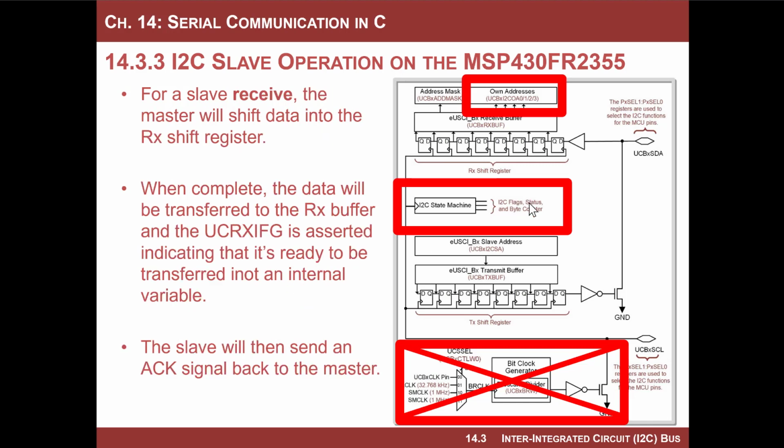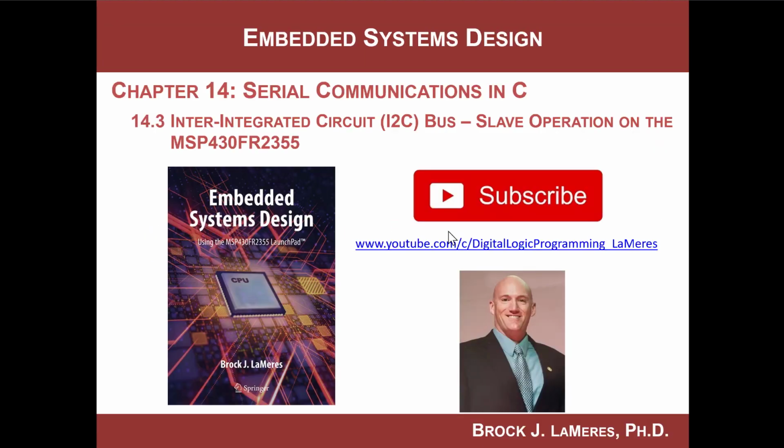Okay, so now let's think about a receive. So the master sends out a start bit, slave address, and says I want to transmit, and it sends a write. Then we say, yep, and we are ready for a receive. And so then we use the RX buffer in order to receive information. Okay, so it's sending information to us. Okay, cool. All right, that's basically it. It is actually pretty simple.